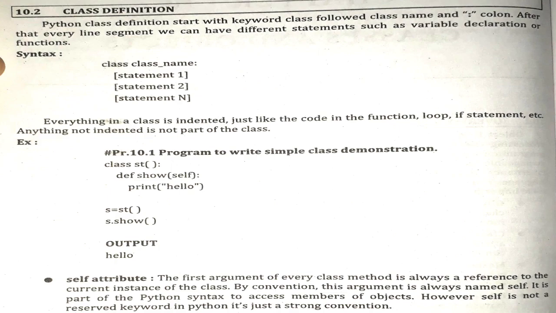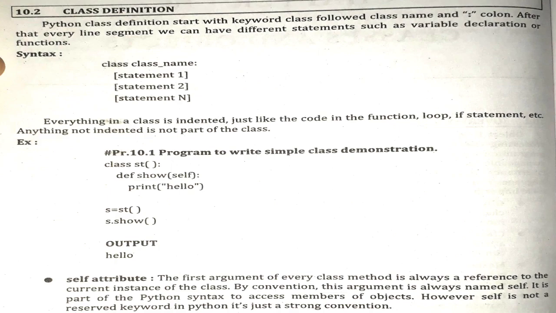Now, the self attribute which we have used as a default parameter for the class method. What is the meaning of this attribute? The first argument of every class method is always a reference to the current instance of the class. By convention, this argument is always named self. Basically, like the keyword this which we have used in C++, the same thing is performed with the self keyword, which indicates the current class reference, or instance.